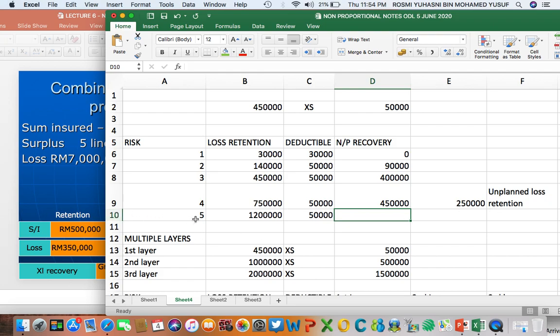Okay, let's move to risk number 5. Incurred loss of 1.2 million. After deduction of 50,000, how much is left?